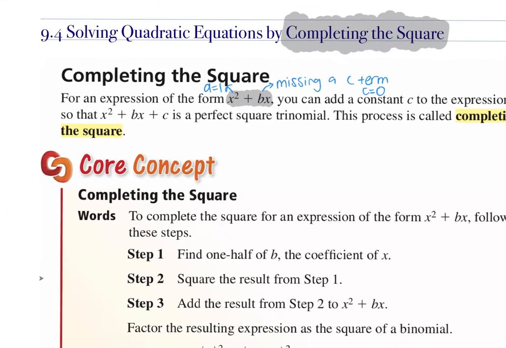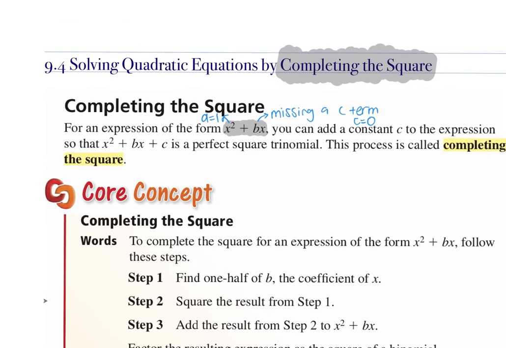Okay. Now, the reason that we need it to look like this is because what we're going to do is add our own C term. Highlight that C term, okay? We're going to add our own C term that will create a perfect square trinomial. Now, I guarantee probably the entire class forgot what a perfect square trinomial is, so let's just do a little refresher.